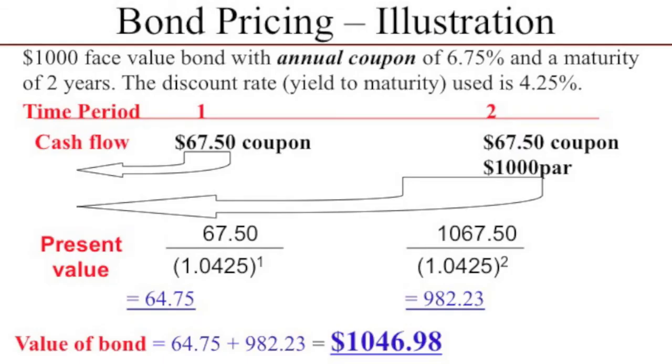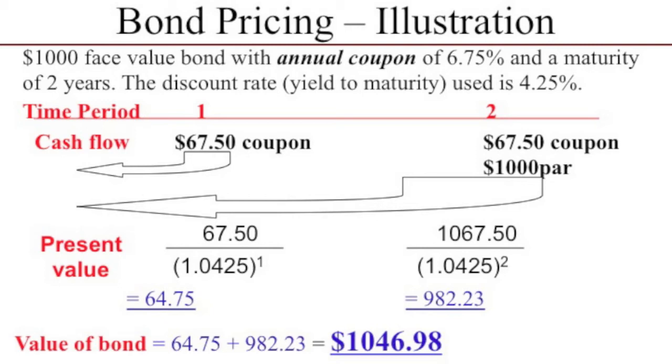Here's an illustration then of bond pricing. Let's imagine that we're looking at $1,000 face value of a bond that has an annual coupon of 6.75%. I've just stressed annual coupon here to suggest that it's actually just paid once a year. Now, to keep this simple, let's just imagine this is a 2-year bond. It only has exactly 2 years remaining until its final maturity. And we're going to discount this at a rate of 4.25% per year.